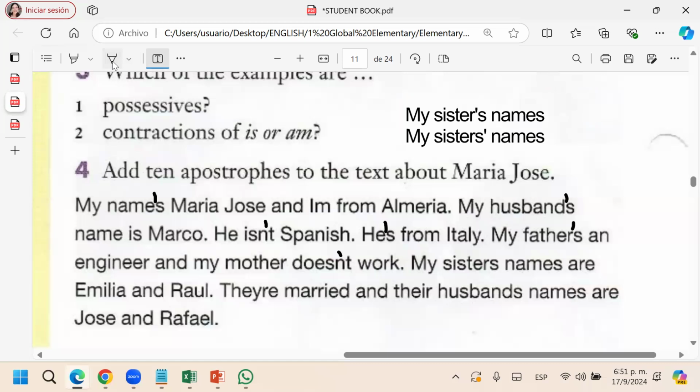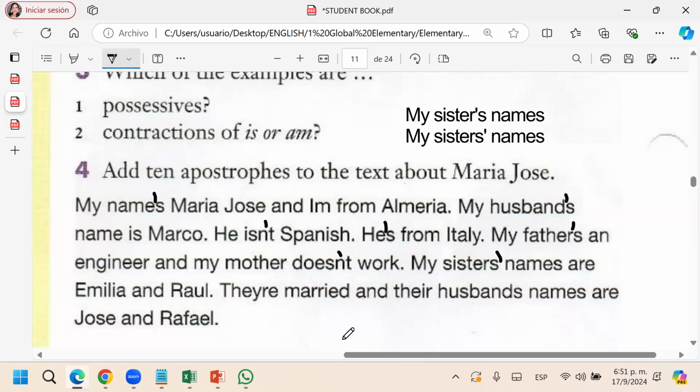The second one. Second, my sister's names, because those are two people. They are. Raul is a woman. It says sisters. So Raul is a girl. They are, apparently, Emilia and Raul.